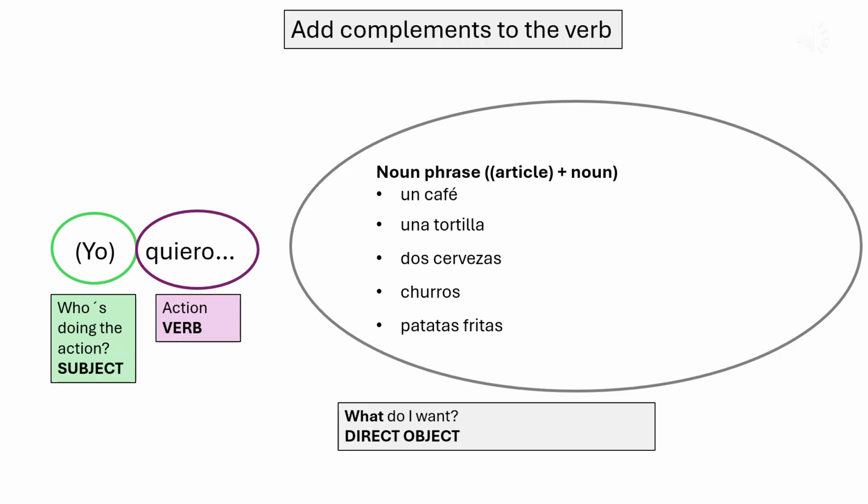So I'll just read all of them here. Yo quiero un café. Yo quiero una tortilla. Yo quiero dos cervezas. Yo quiero churros. Yo quiero patatas fritas. And you can add so many more things here with all the words you learned when you were talking about food and drinks, ordering food and drinks while you were studying the course in term 1.